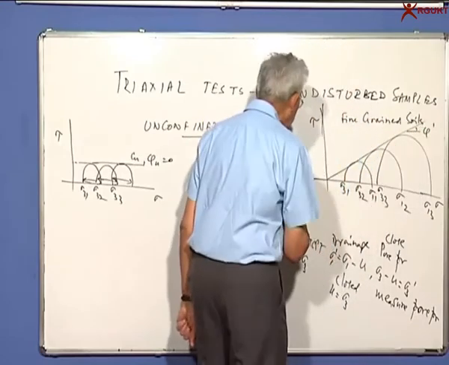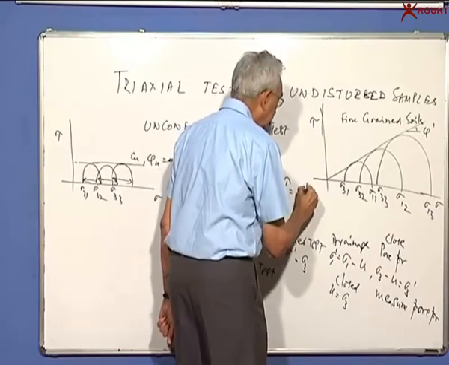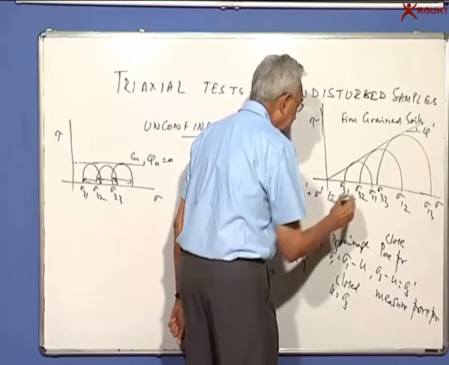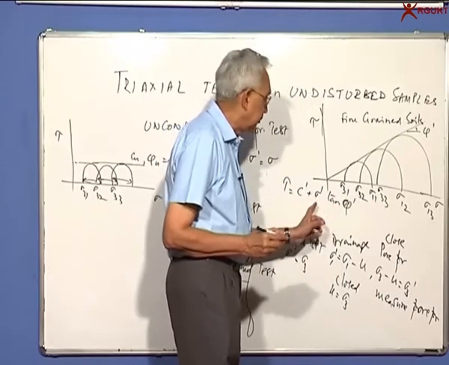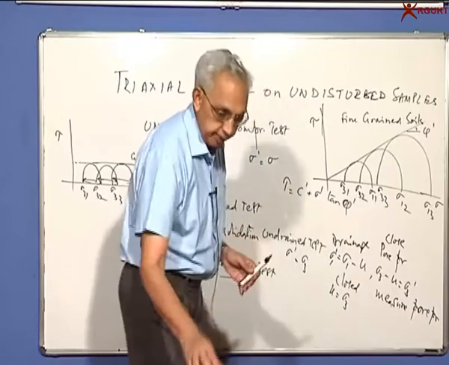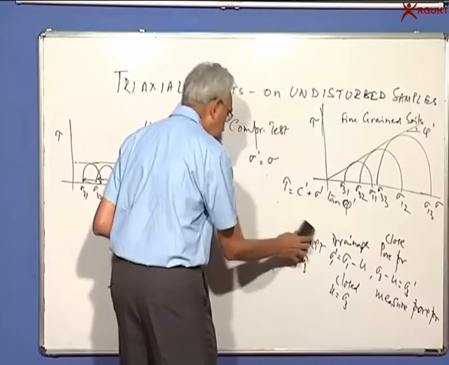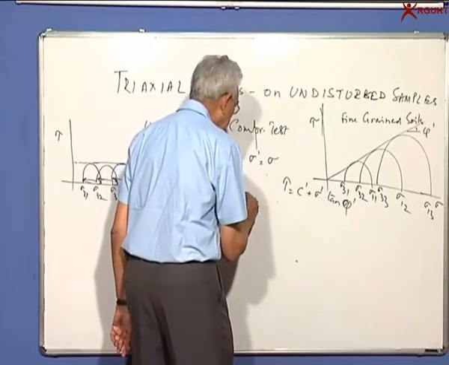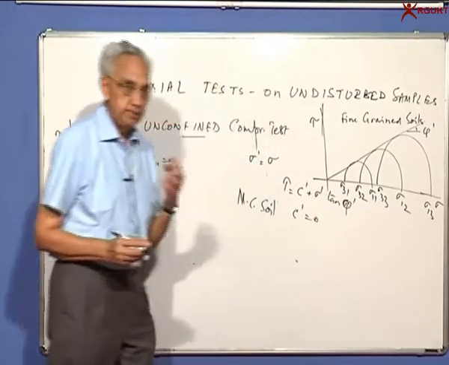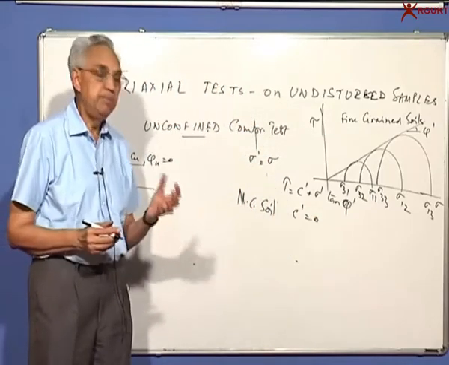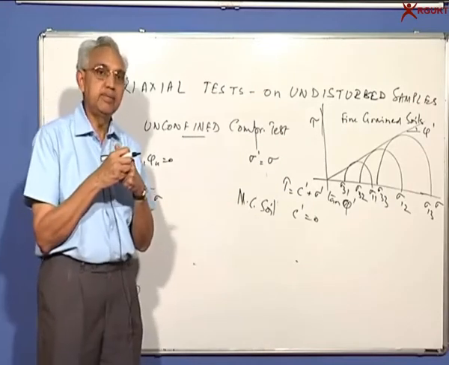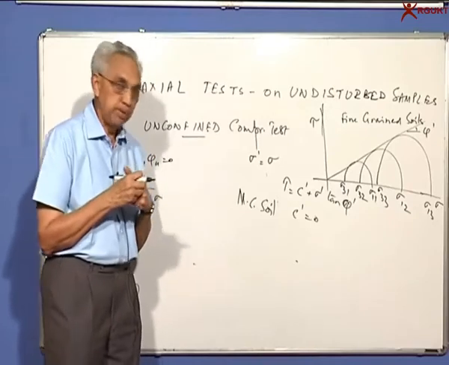Soils exhibit a frictional behavior. We can write the Mohr-Coulomb criterion as tau is equal to c prime plus sigma prime tan phi prime. But in case of normally consolidated soil, c prime is 0. So even though it is a fine-grained silt or clay, it behaves like sand and it's a frictional material. The strength comes because of the interaction or the friction between particles.